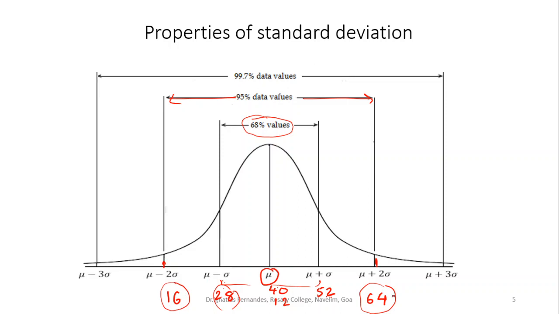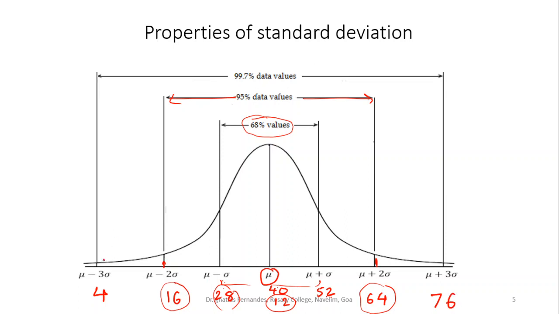and rupees 64. The same way, if you go further, if you subtract sigma again, so mean minus 3 sigma, from this 16 you are subtracting sigma again, that is 12, so you will get 4, and you are adding sigma again, so 64 plus 12, that will be 76.